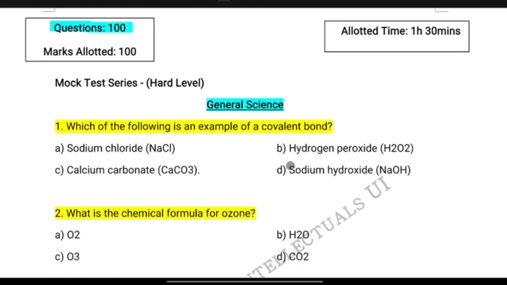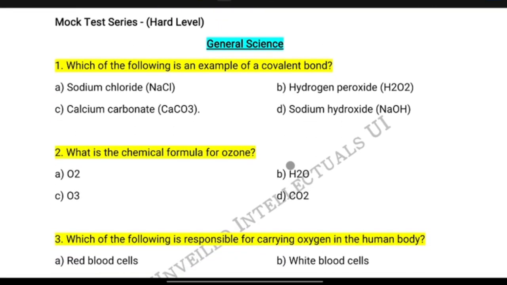Let's begin. First section is General Science. Question number 1. Which of the following is an example of a covalent bond? Correct answer is B. Hydrogen peroxide, H2O2. Explanation. Covalent bonds involve the sharing of electrons between atoms. And hydrogen peroxide, H2O2, is an example of a covalent compound.